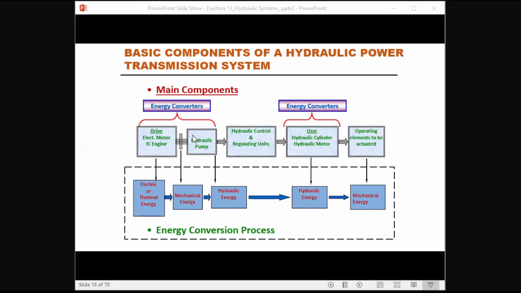Then here you can see mechanical energy. Mechanical energy is transferred to the hydraulic pump. Okay, here this one. This electricity generates mechanical energy, then mechanical energy is transferred into the hydraulic pump. Then hydraulic pump, what happens?